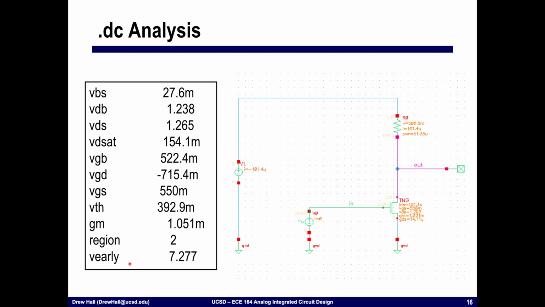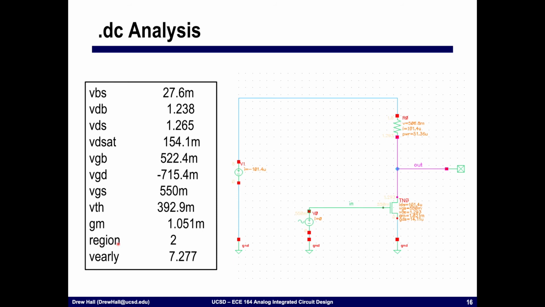So the VBS, this is the body to source voltage. VDB, this is the drain to body. VDS, drain to source. VDSat, this is the saturation voltage for velocity saturation. VGB is the gate to body. VGD is the gate to drain. VGS. VTH, this is the threshold voltage.